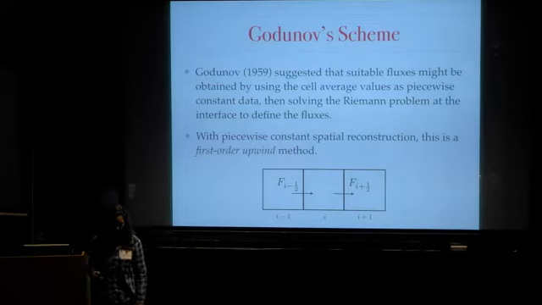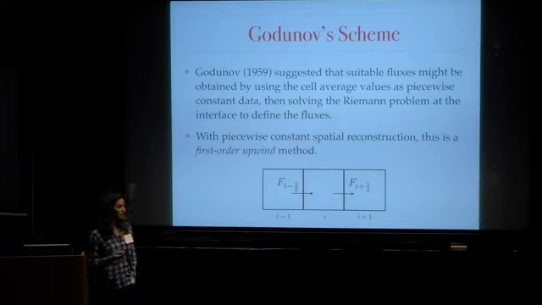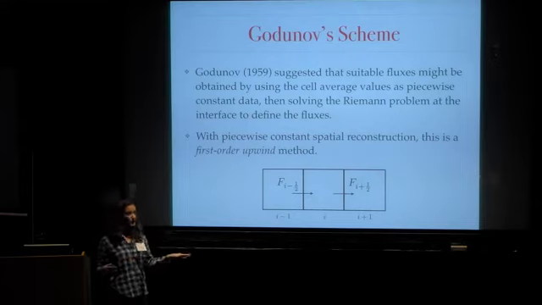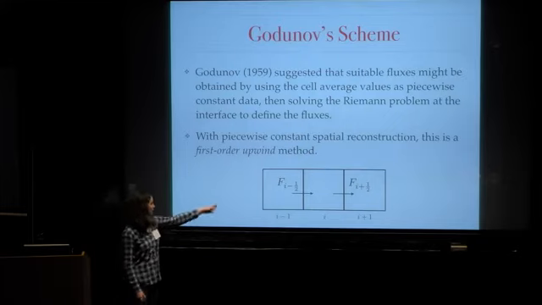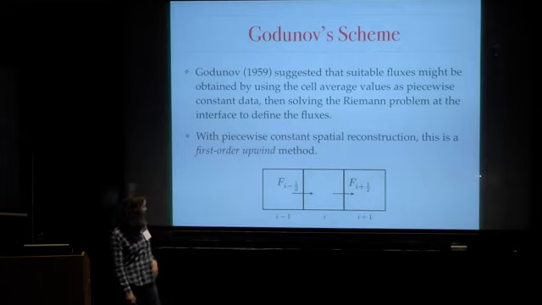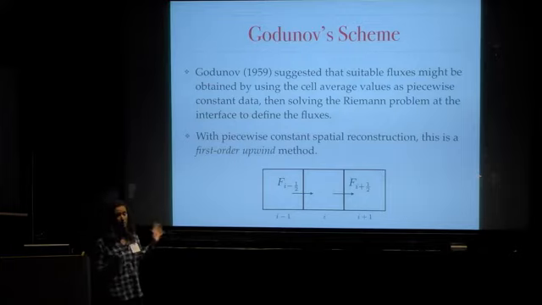The first suggestion was made by Godunov in 1959. He suggested that you could get appropriate fluxes by assuming that the average values for these quantities in the cells were piecewise constant, and then solving a Riemann problem at the interface between the cells. Now I'm representing three cells, and I'm looking for the fluxes at these interfaces. It turns out that if we do this, we're going to end up with a first order upwind method.